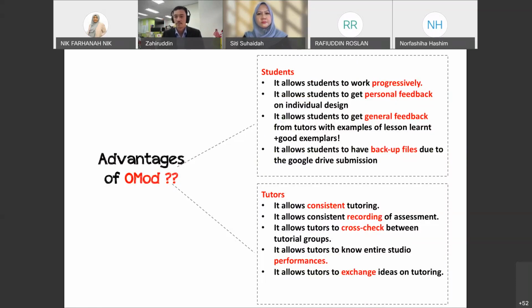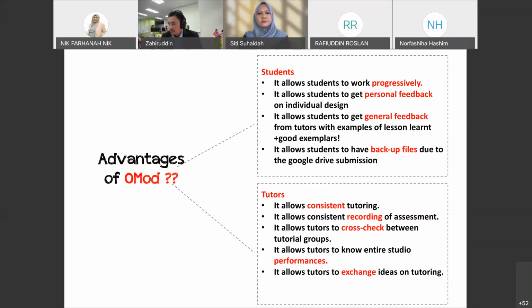From what the students commented to me, it tends to make them work progressively because they know every 2 weeks they have a submission. And the best part is that the students have personal feedback from the tutors as well as other tutors from other groups. And then they get general feedback whenever we meet during the studio meeting.